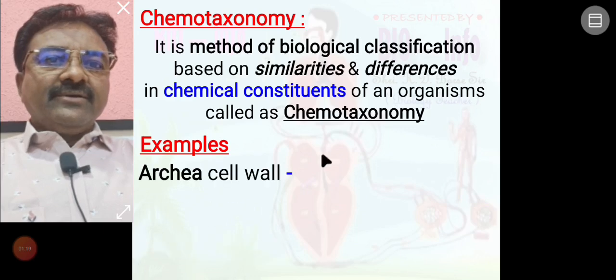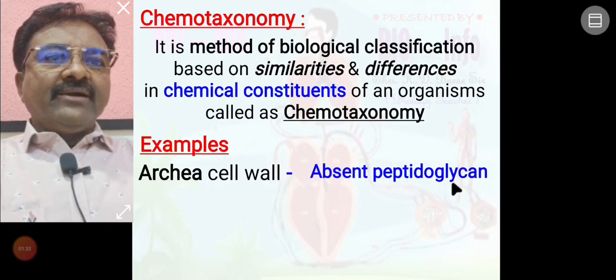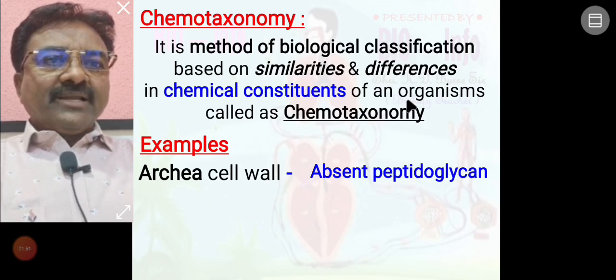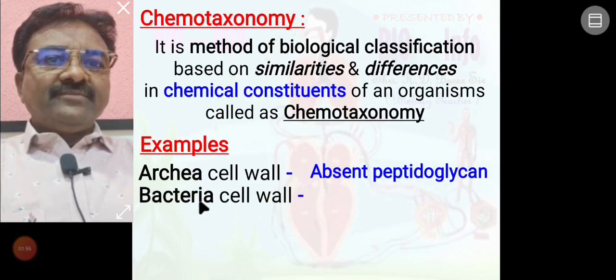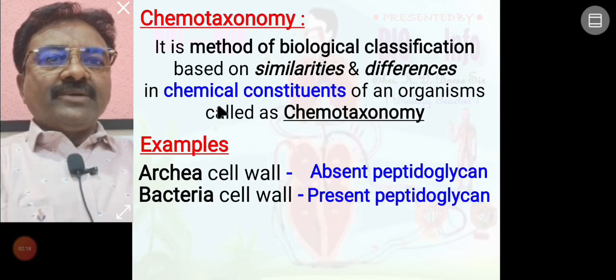Example, archaea is one of the forms or domains of organisms. Its cell wall lacks the chemical peptidoglycan. Means archaea is one of the organism groups whose cell wall does not show peptidoglycan. So this chemical constituent is not seen in their cells, so we call them archaea. Bacteria is also another form or domain. Its cell wall contains peptidoglycan. Means this chemical nature, present or absent, distinguishes two different groups or domains of organisms on the basis of chemical constituent: absent peptidoglycan, present peptidoglycan.